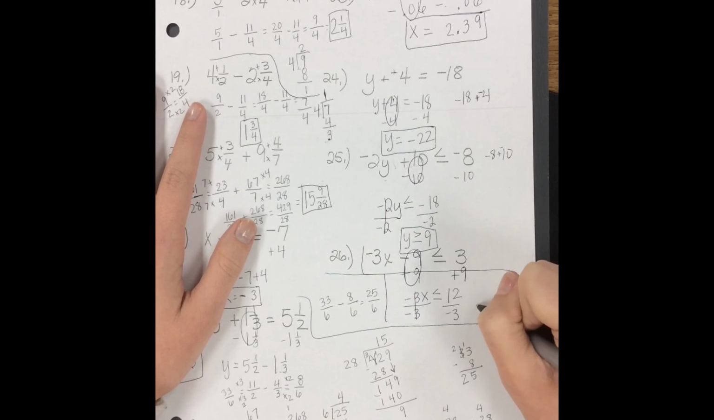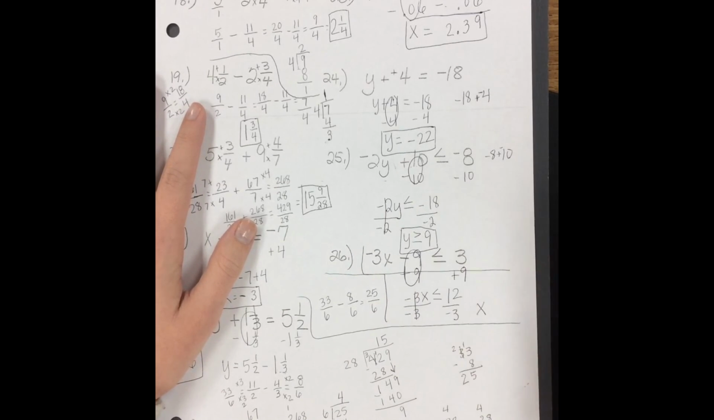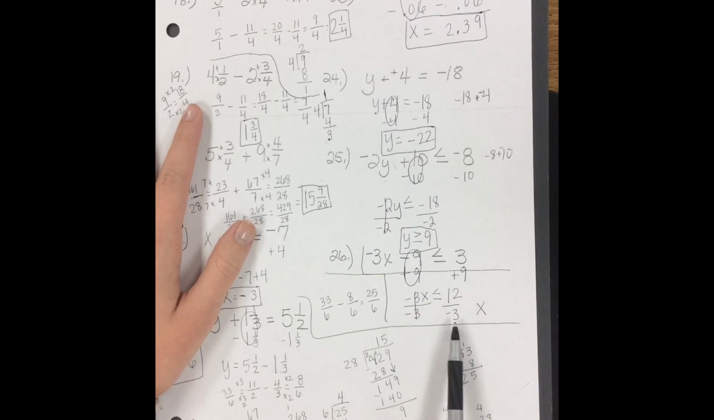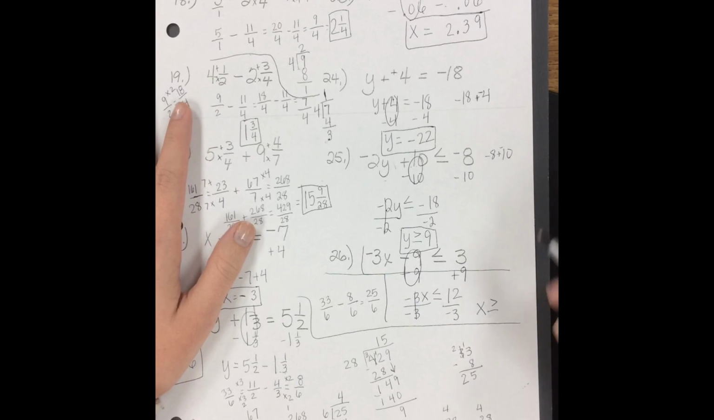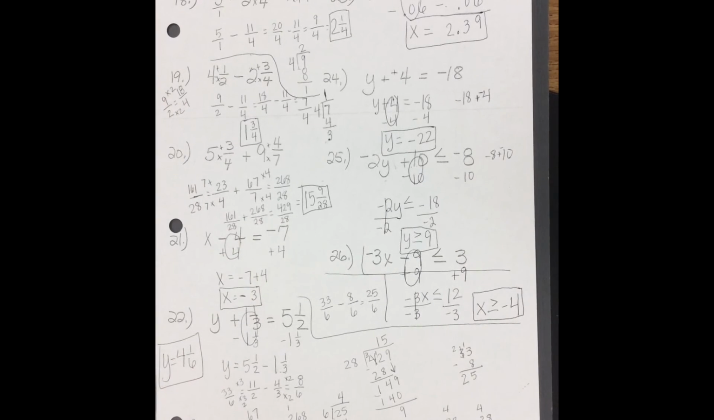So over here, I'm going to write my answer so I have more room. X, now we divided by a negative number, so flip your symbol. X is greater than or equal to, now this is a positive 12 divided by -3, so that is -4. Okay? All right, and that is it.